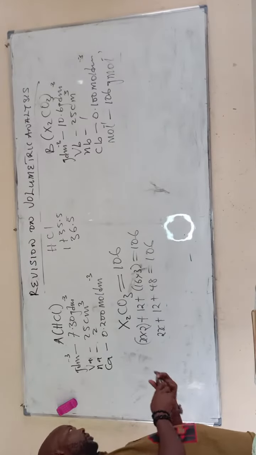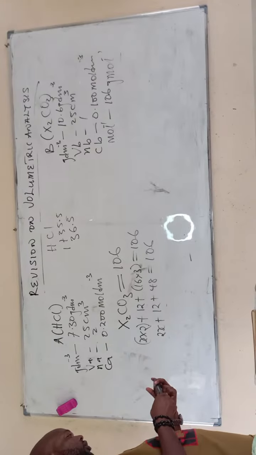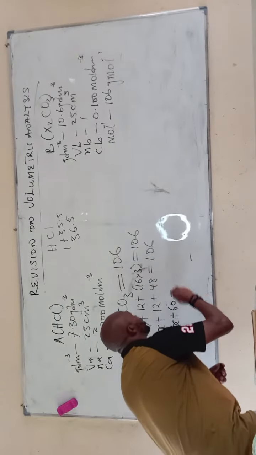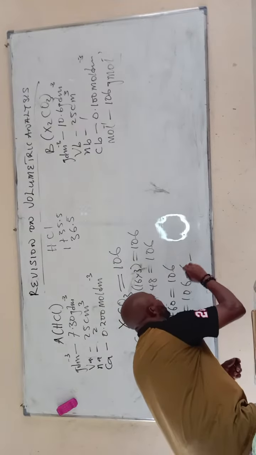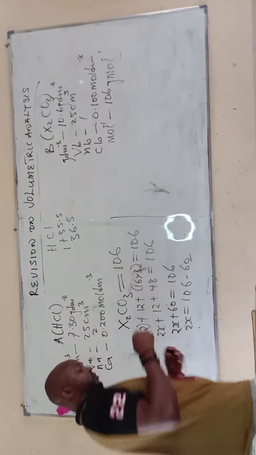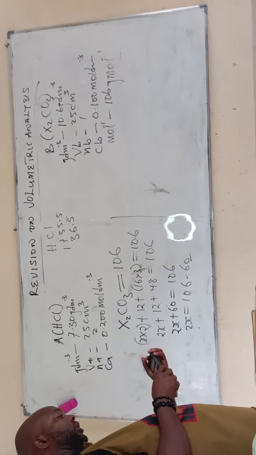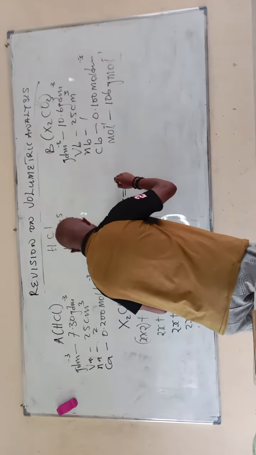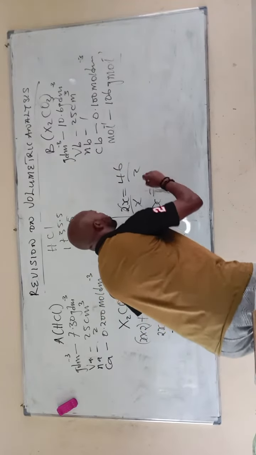All right, let's see. 48 plus 12 is equal to 60. So I have 2x plus 60 is equal to 106. So 2x is equal to 106 minus 60. Now, 106 minus 60 is 46. So 2x is equal to 46. Divide both sides by 2. X is equal to 23.